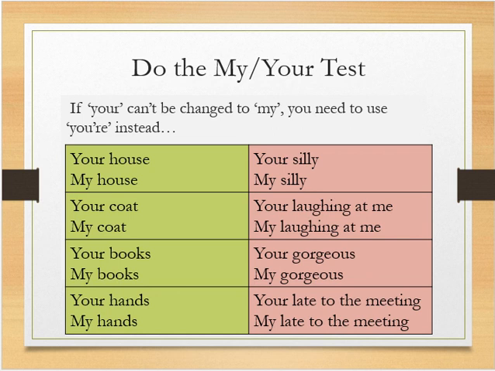However, on the right hand side these don't make sense, which is why they're in pink. You're silly, my silly. You're laughing at me, my laughing at me. Clearly these don't make sense, which means that that version of your is wrong and we need to change it to the one with the apostrophe. So you are silly, you are laughing at me, and so on. So you can do the my/your test to check which version of your you want to use.